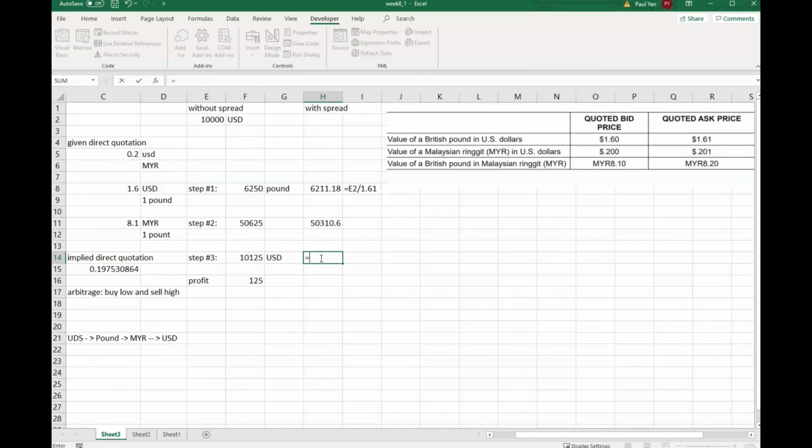Then we convert it back to US dollars. Again, we sell ringgit, so we have to receive a lower price. So this value is multiplied by 0.2. The final profit will be this one minus our initial investment. You see the profit is $62. It's less than $125.